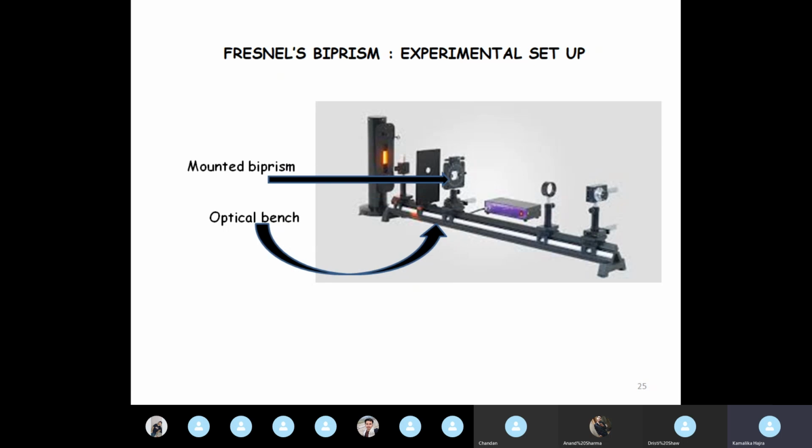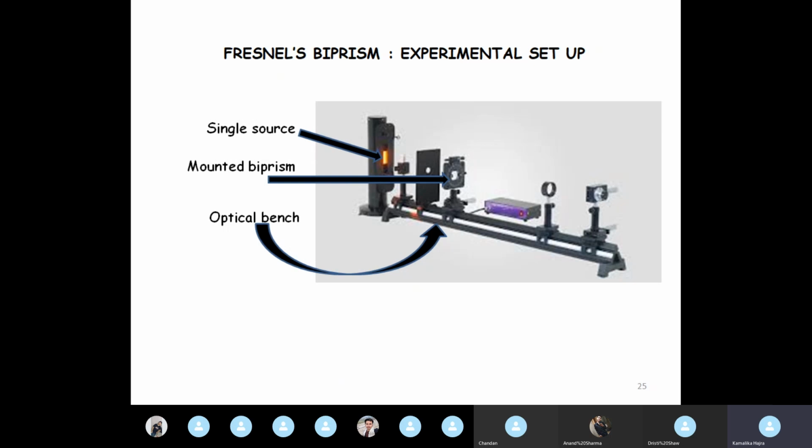Okay, this is the mounted prism. This transparent portion is the prism. It is mounted on a stand so that it can be moved horizontally on the optical bench, and the different distances can be adjusted to see the fringes.